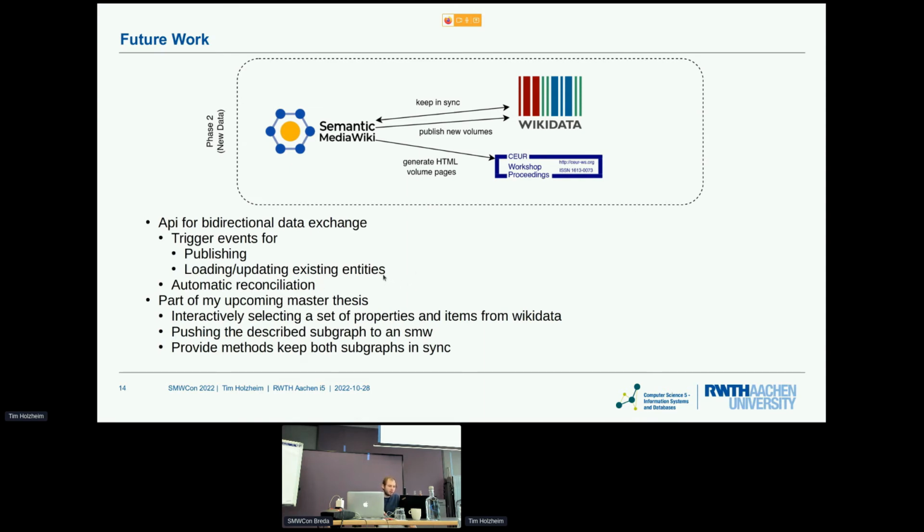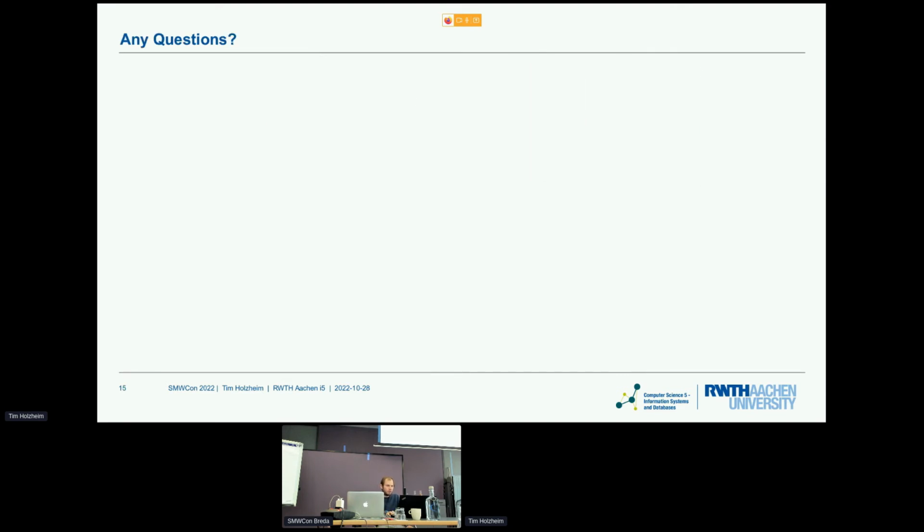Yeah, and this is also part of my upcoming master thesis, where I take a bit more general look at this, where we want to interactively select a set of properties and items from Wikidata, and then this subgraph that these properties and items describe, we want to publish to Wikidata and then provide methods to keep both subgraphs in sync, so you can edit in your Semantic MediaWiki and publish to Wikidata, and vice versa. Yeah, so this is basically it. Are there any questions?